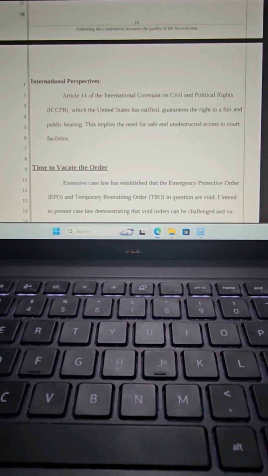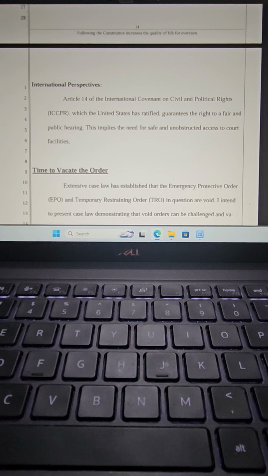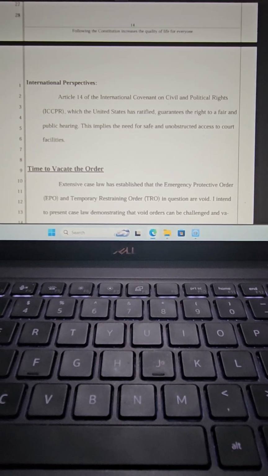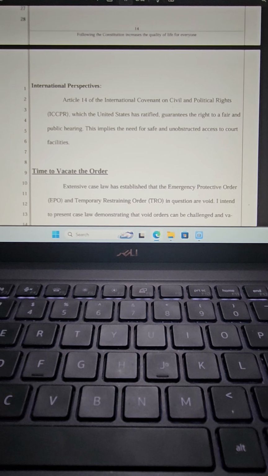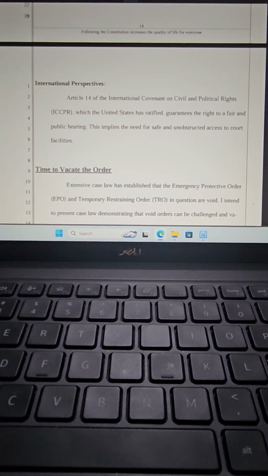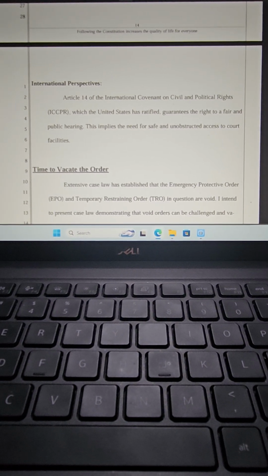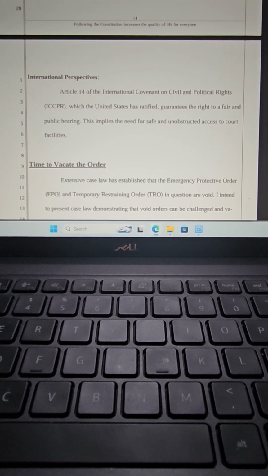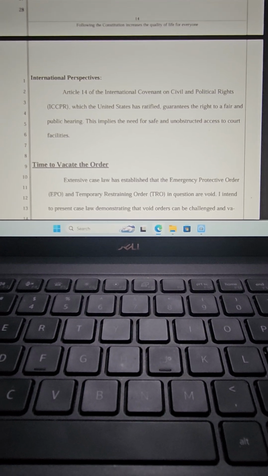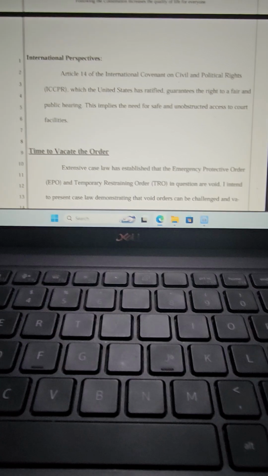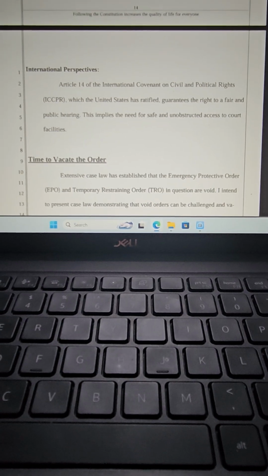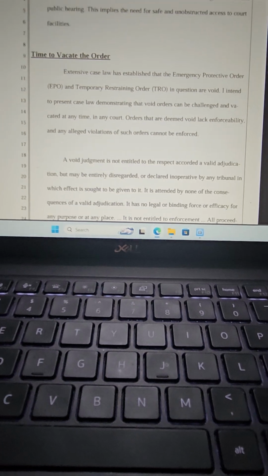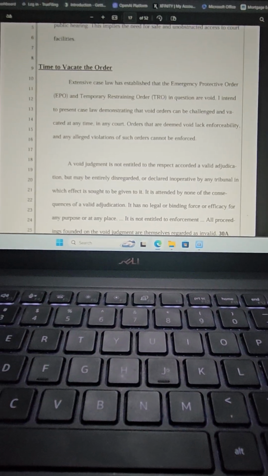International perspective. You ready for this? You ready to hear some complaints that are going to the UN? International perspectives. Article 14 of the International Covenant on Civil and Political Rights, which the United States has ratified, guarantees the right to a fair and public hearing. This implies the need for safe and unobstructed access to court facilities. So you guys in Tuolumne County are violating international laws, and I'm filing a complaint with the United Nations as well. Time to vacate the order.